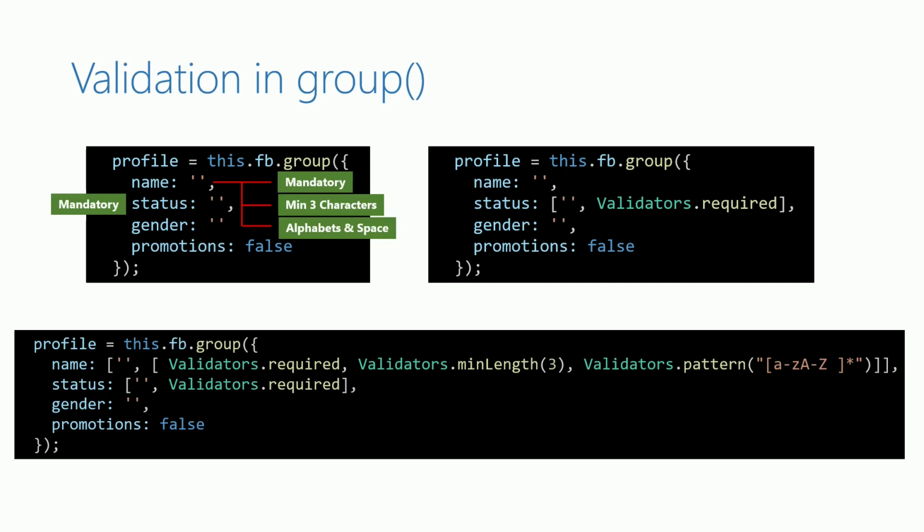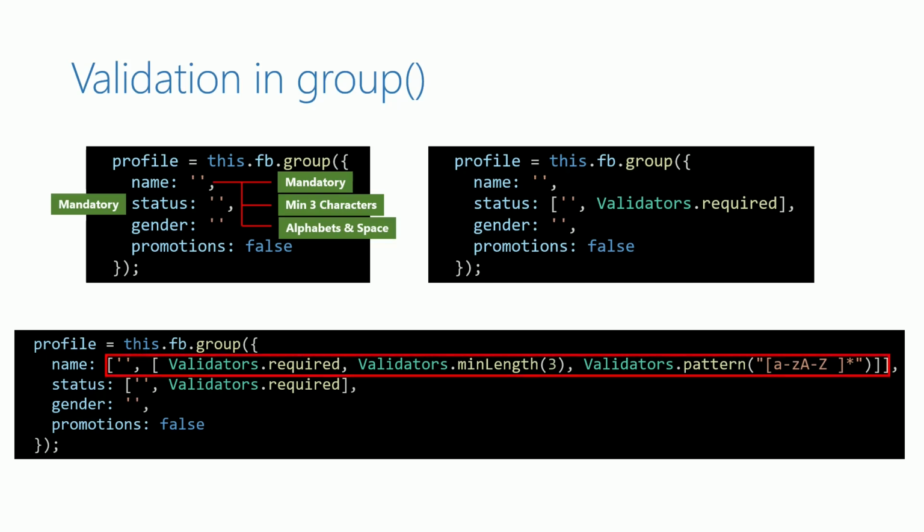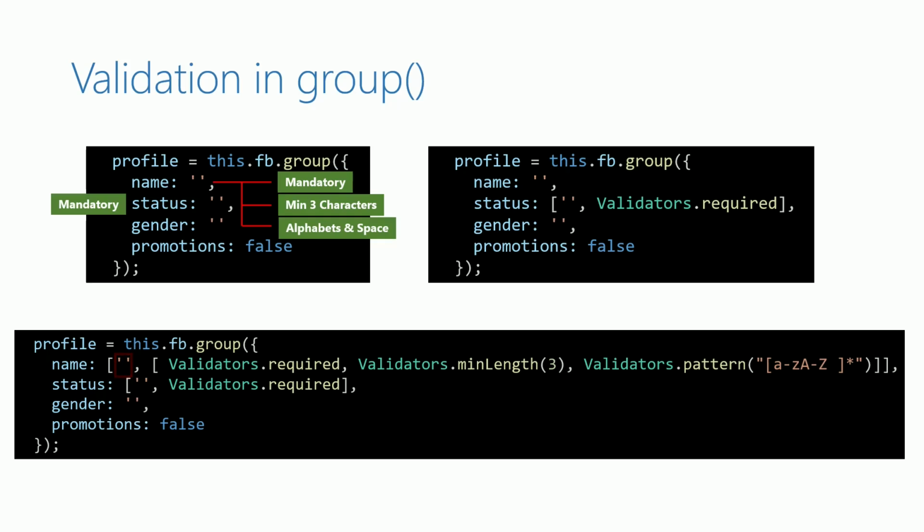The value of name is defined as an array of 2 items. The first item represents the initial value of the form control. The second item is another array that contains the 3 validators. This represents mandatory field validator, the next one has minimum length validator, and the last one has the pattern validator for allowing only alphabets and spaces.